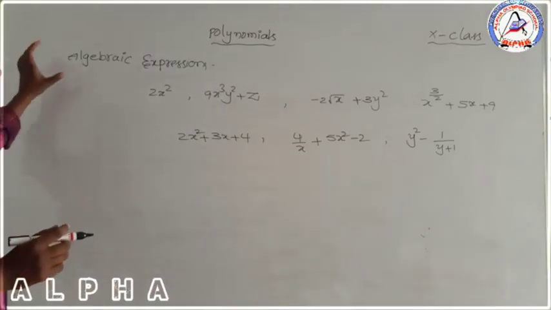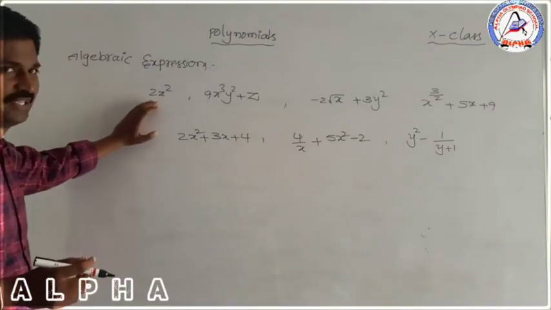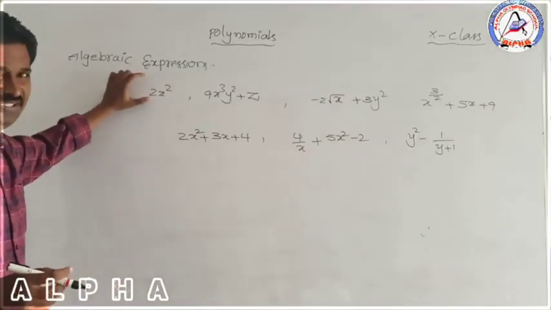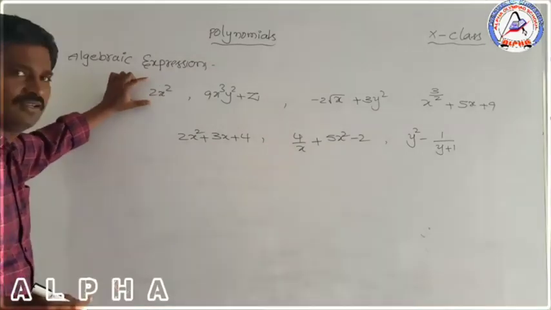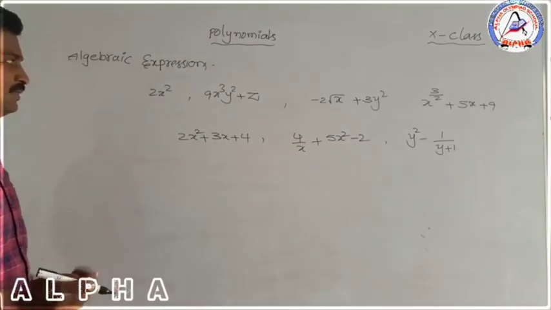See here, I have written some algebraic expressions. The first one is 2x squared. It contains only one term. So it is a monomial expression.